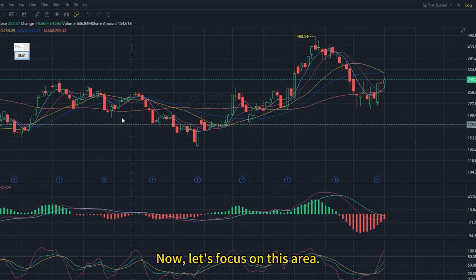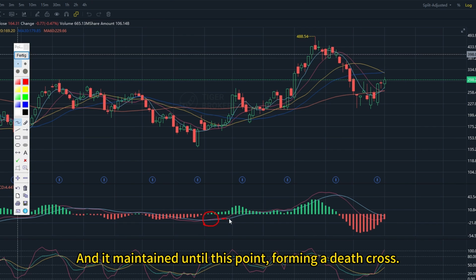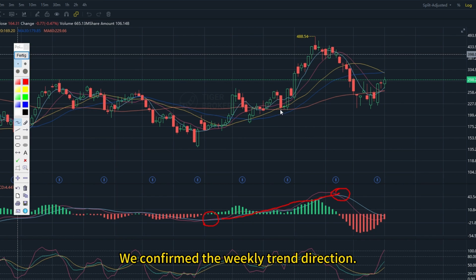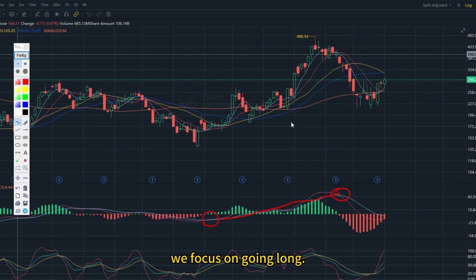Now let's focus on this area. This is a weekly keyline chart. Now look at the MACD indicator. From this point, it formed a golden cross, and it maintained until this point, forming a death cross. We confirmed the weekly trend direction. On the daily chart, we use the KDJ indicator to trade 2 swings within the daily time frame. When the MACD on the weekly chart shows a golden cross, we focus on going long.